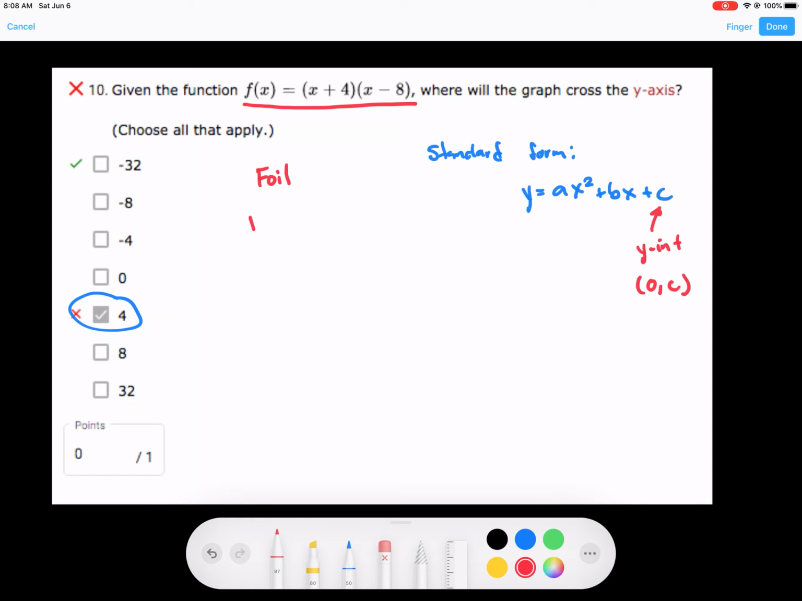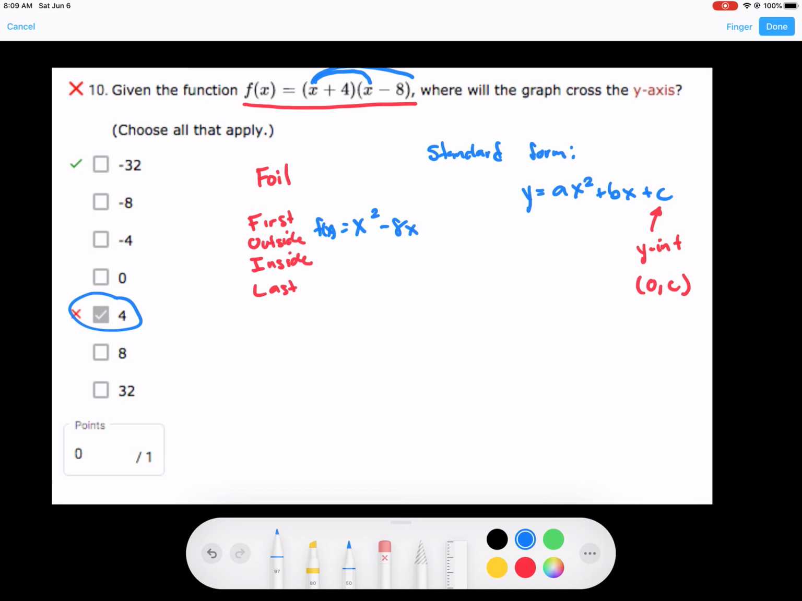So foiling, remember, FOIL means first, and then outside, inside, and then last. So we're going to multiply the first two terms of those binomials. That gives us x squared. We'll still have this f of x out in the front. And then we'll do outside terms, so we'll do x and negative 8. That gives us negative 8x.